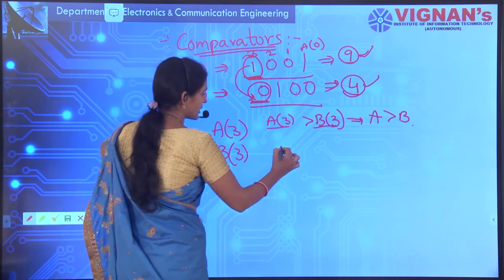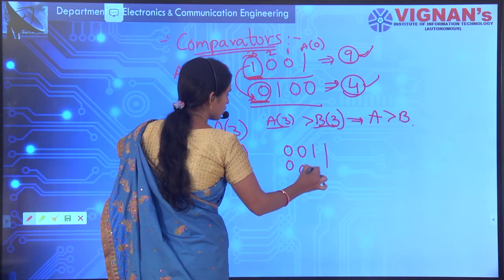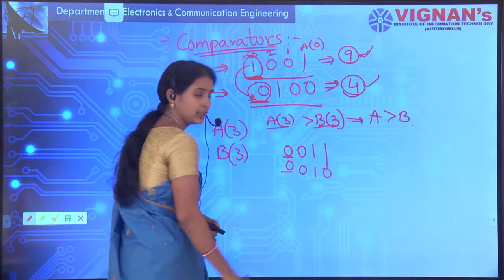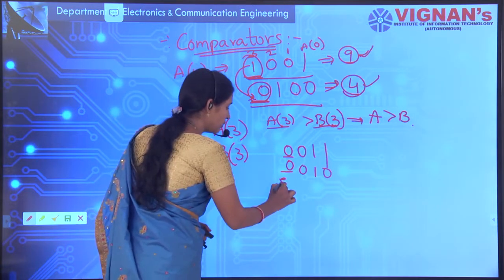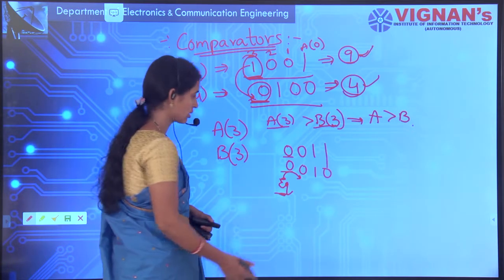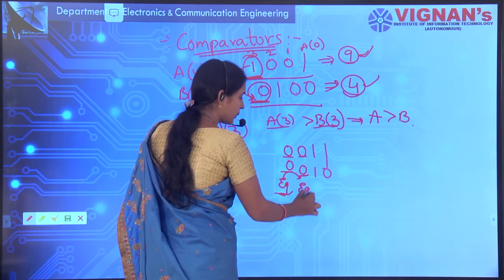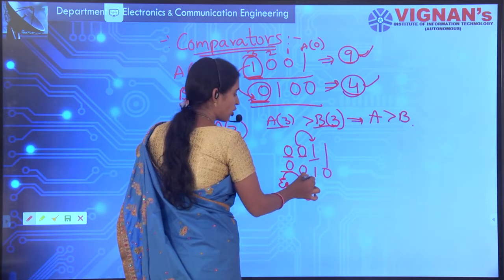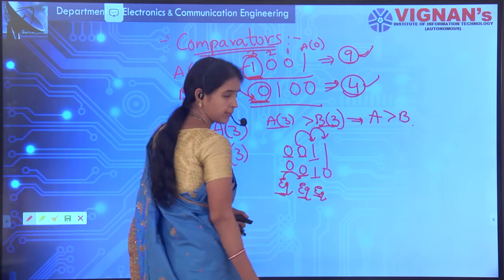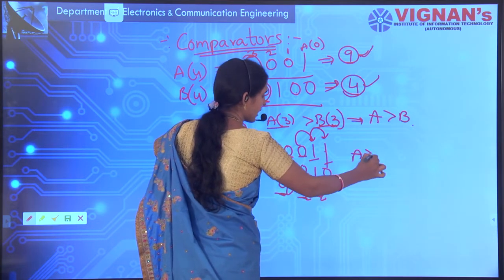Okay, consider one more example: 0 0 1 1 and 0 0 1 0. See here, A3 is equivalent to B3. Yes, both are equal. Then you should go for the next lower order bits. Again it will check whether A2 and B2 are equal. Yes, both are equal. Next, you go for the next lower order bits. Again, you will go for the next lower order bits. Again, you find, see here, this is 1 and 0. That means A is greater than B.